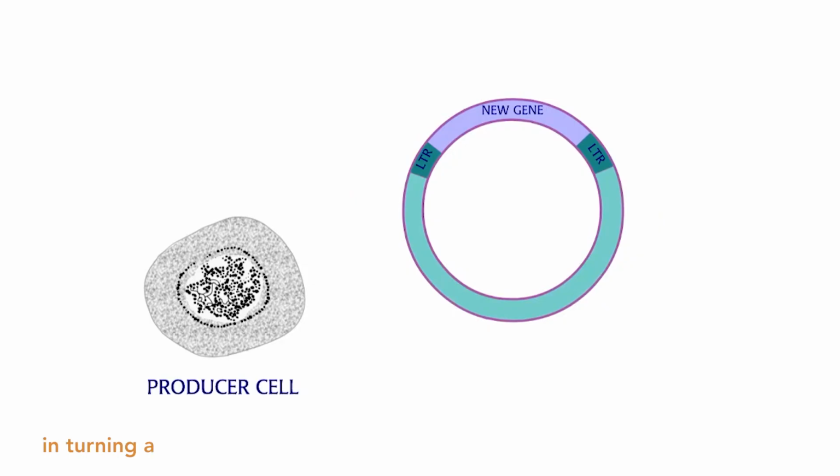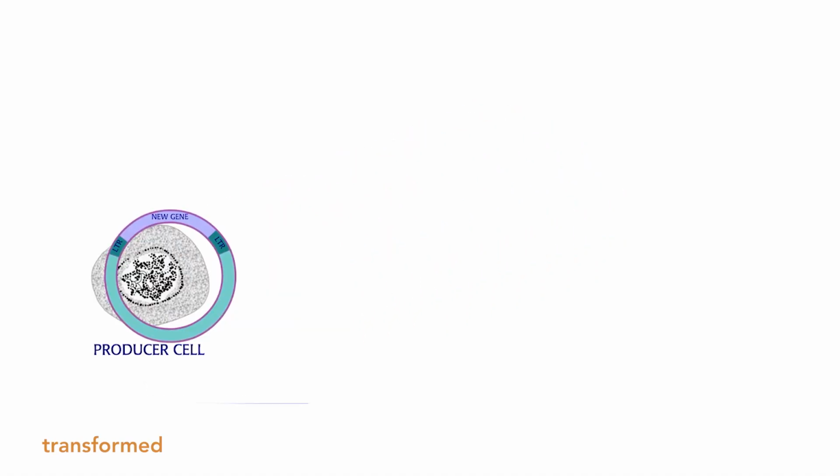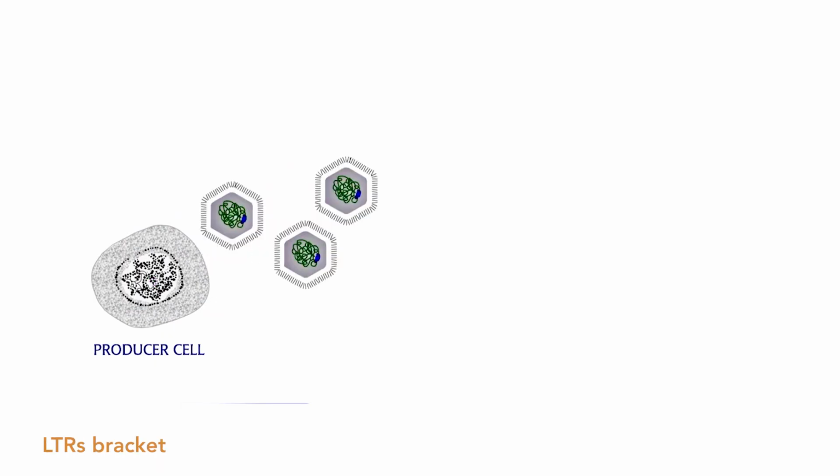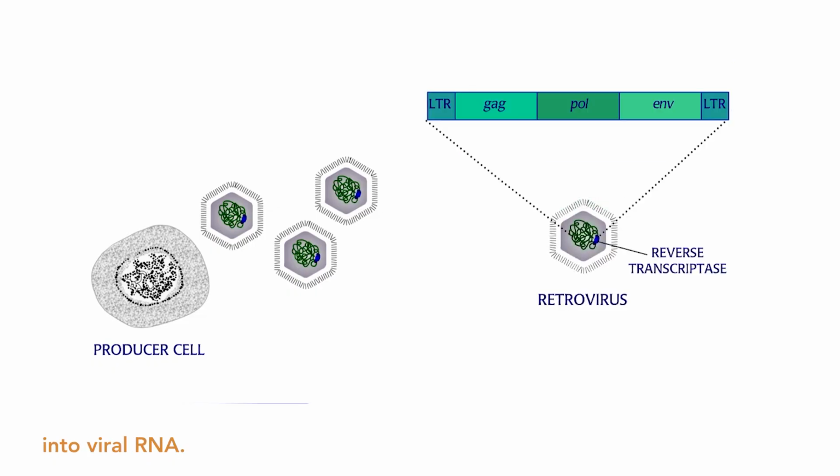The next step in turning a retrovirus into a vector is to transform the producer cells with a plasmid that contains the new gene. Once transformed with the plasmid, these cells produce modified virus. LTRs bracket the sequences that will be made into viral RNA. The producer cell DNA lacks LTRs, so the GAG, POL, and ENV genes are not transcribed into viral RNA. LTRs on the plasmid DNA initiate RNA transcription of the new gene and LTRs.